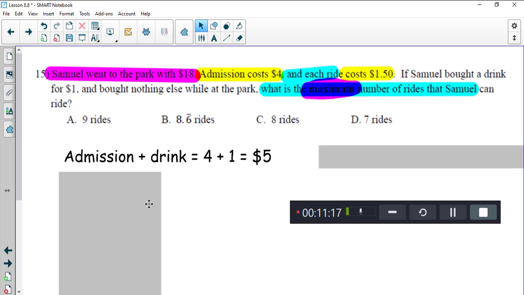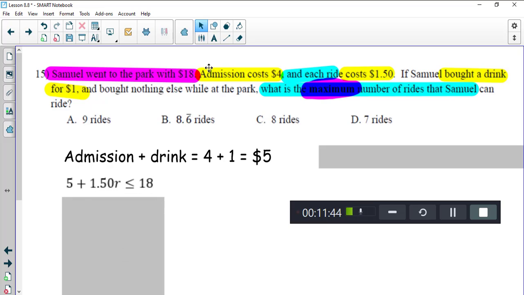Oh, maybe I didn't define a variable. We'll talk about it in a moment. What I set up here was admission plus drink is $4 plus $1. So our admission was $4. We know that he also purchased a drink for $1. I'm going to see how I set this up first. And that's going to be a total of $5 that we know he spent, on top of the cost for the rides as well, which we'll define in just a moment. So we know he spent $5 on top of the rides.